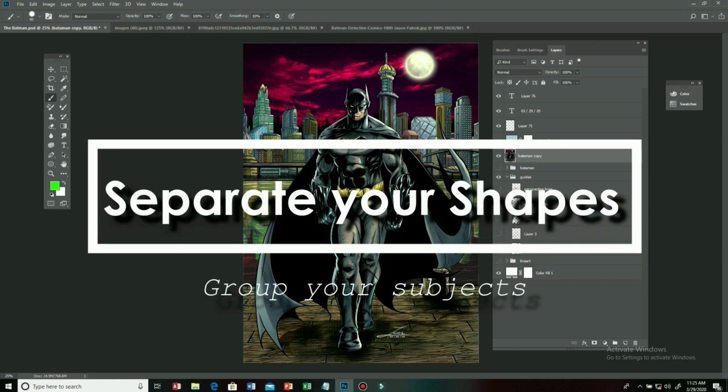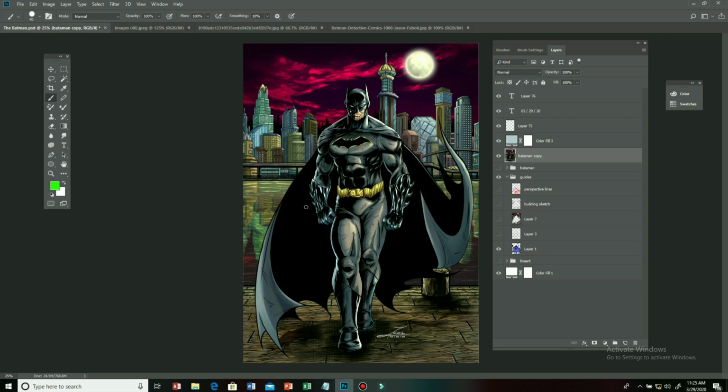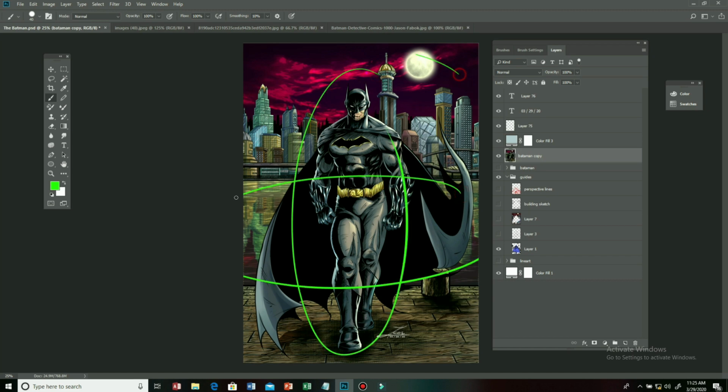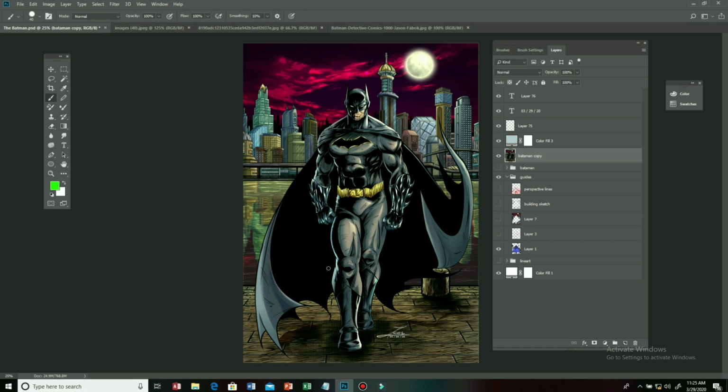Okay, what do I mean by that? It is separating your foreground, your middle ground, and your background. Separating those and other aspects of your artwork will help you have more full control in your piece, especially working on digital.